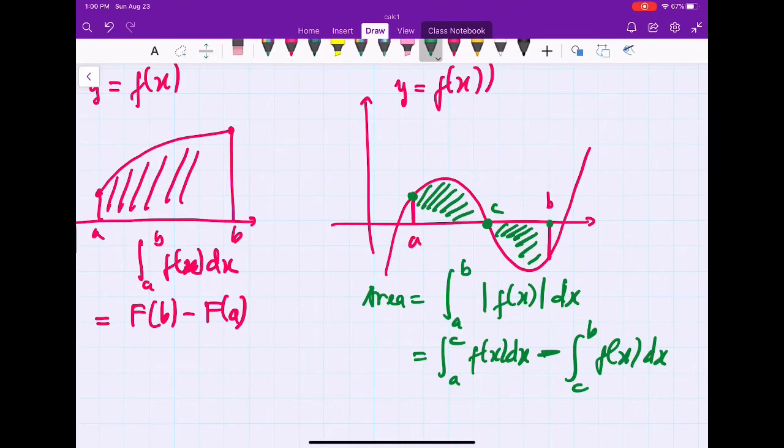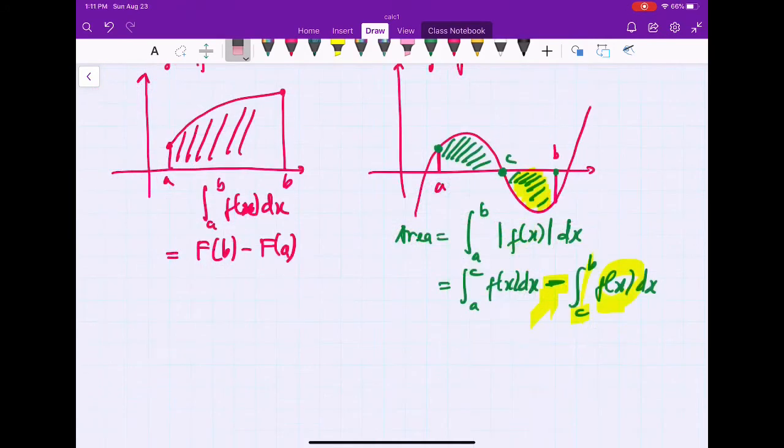We have minus in here because on b and c, f of x is less than 0. You see this? So you have negative area. But in order to find the actual area, you cannot just take the negative, right? You have to subtract the negative because you have the absolute value in here.